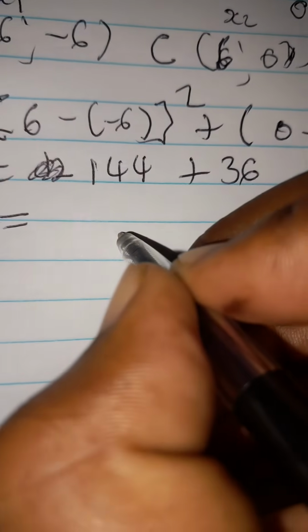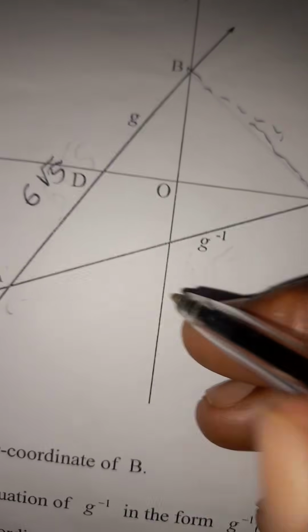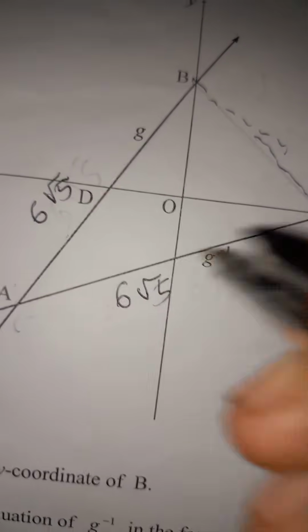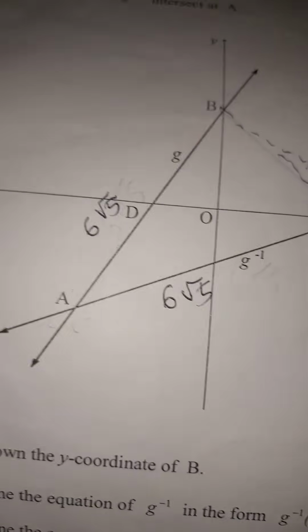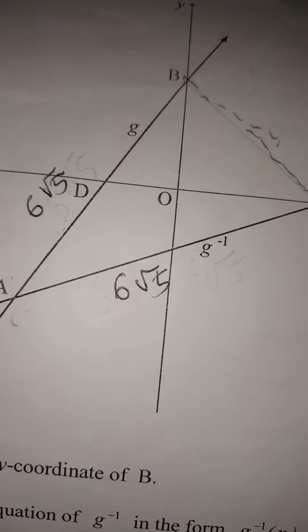Let's work out this. 0 minus negative 6, that's going to be positive 6. Positive 6 squared is going to be 36. And what is 144 plus 36? That is 180. So AC squared, when we root both sides, we get AC equals 6 root 5, right? So we can see that AC is also 6 root 5. What does that tell us? That means AB and AC are equal. What type of triangle? When two sides are equal, that's an isosceles triangle.